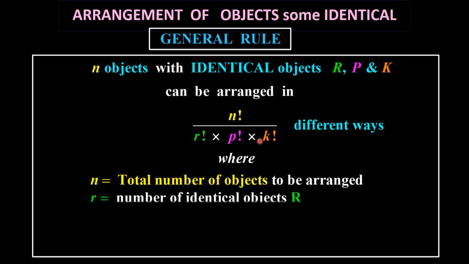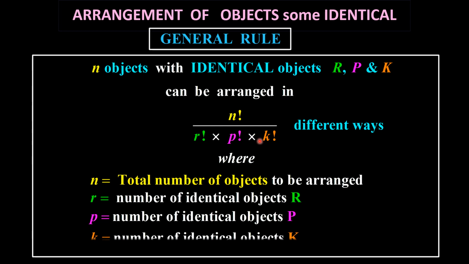And that is what we now have. So that's the number of identical objects R, P is the number of identical objects P, and K is the number of identical objects K. So that's our formula for the arrangement of objects when some of the objects are identical, and we compensate by dividing.